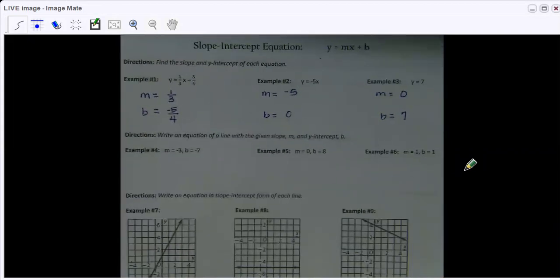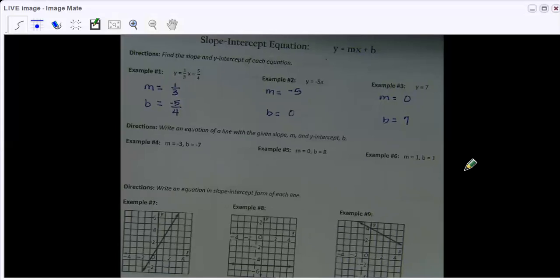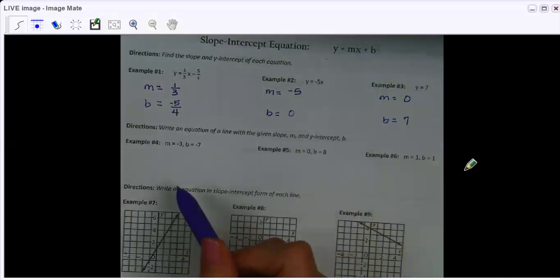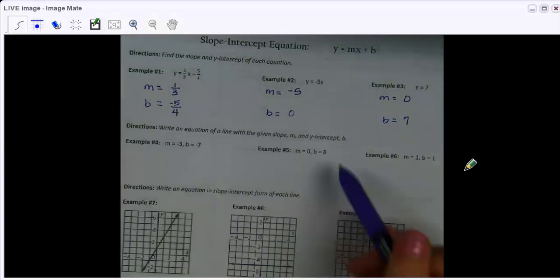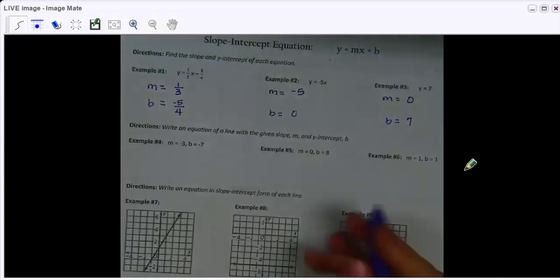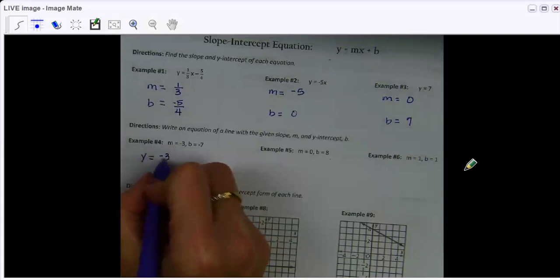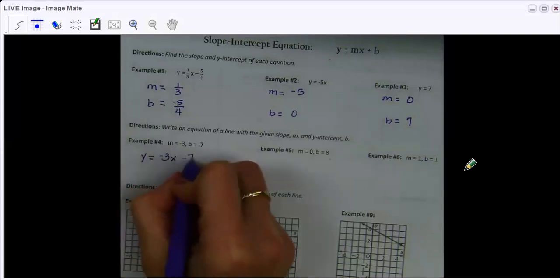Okay, now we're going to the next section. Write an equation of the line with the given slope and the y-intercept. So we're just going to pull these two pieces of information out and plug them into the equation. That should be easy. So y equals negative 3x minus 7. There you go. Good.